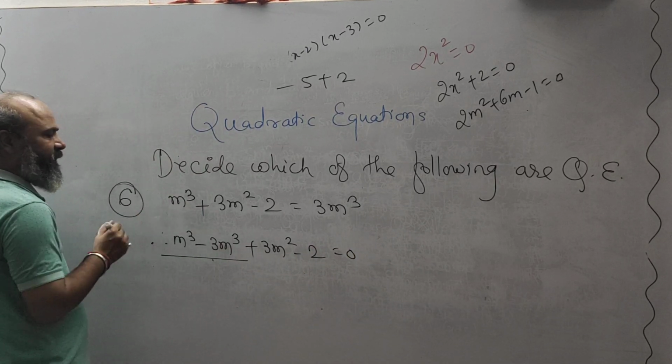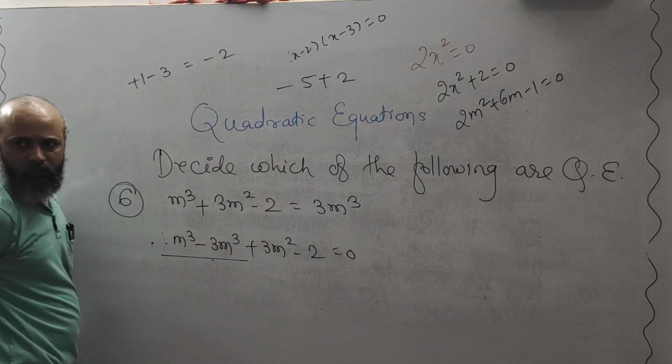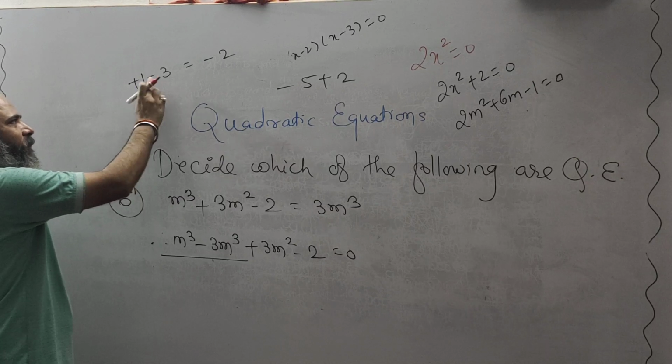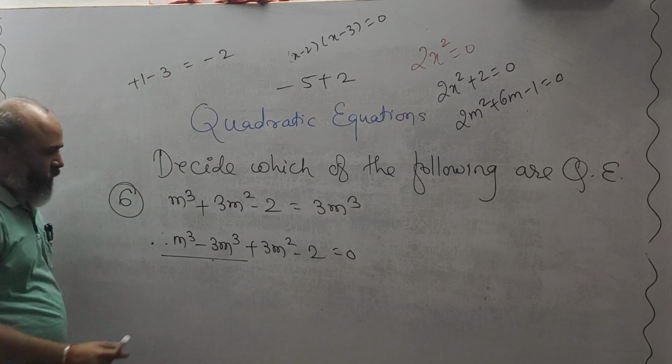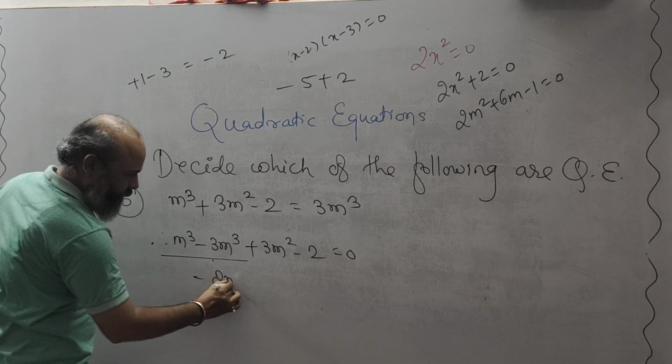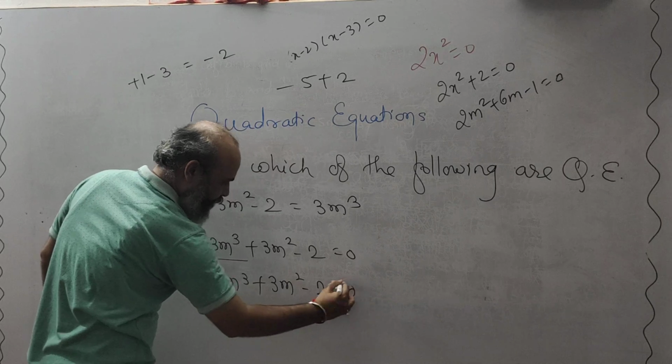Now this is what? 1m cube minus 3m cube, so 1 minus 3 will be what? Minus 2. So 1m cube minus 3m cube is minus 2m cube. So what you write? Minus 2m cube plus 3m square minus 2 is equal to 0.